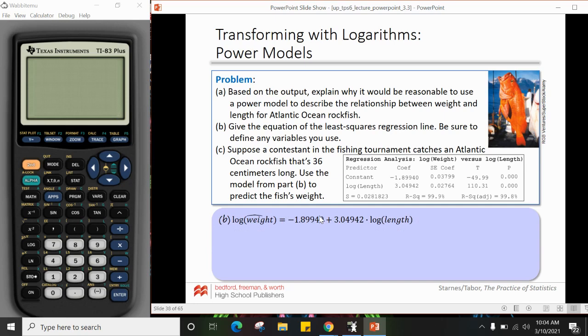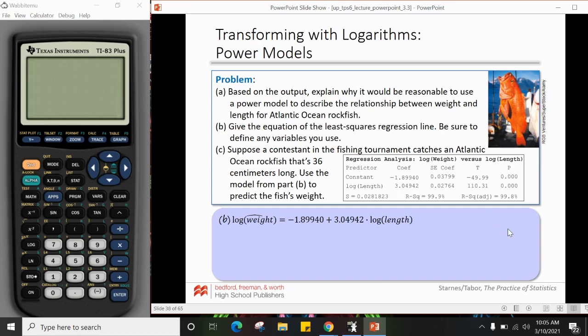For B, it says give the equation of the least squares regression line. Be sure to define the variables. So it's important now we log both variables. So I really have log of weight equals, I'm always looking at the coefficients and then these names. So the constant is my a, negative 1.89940 plus 3.04942 times log the length. Okay.